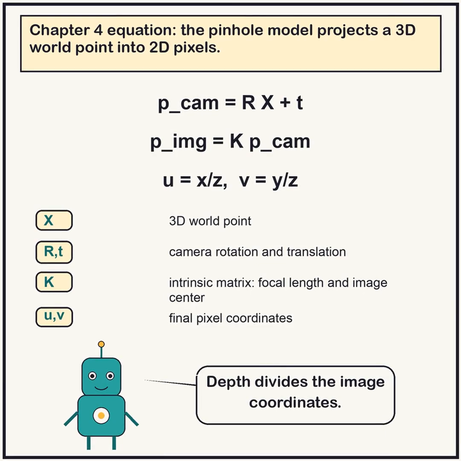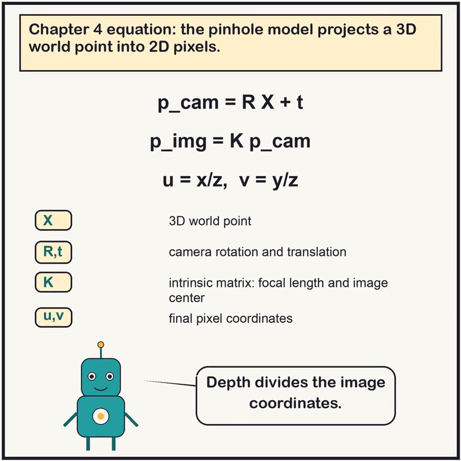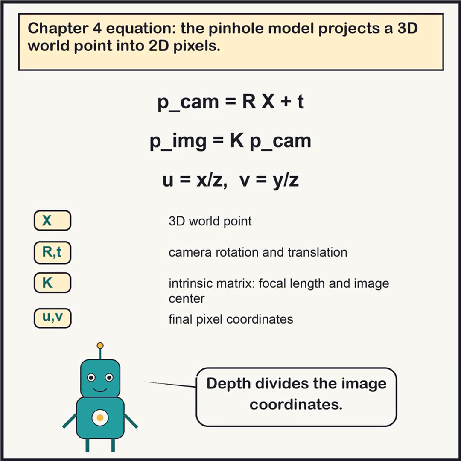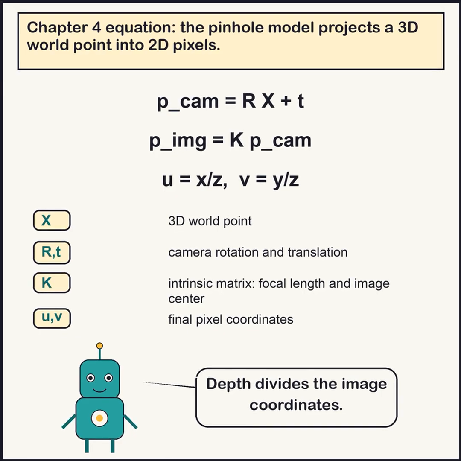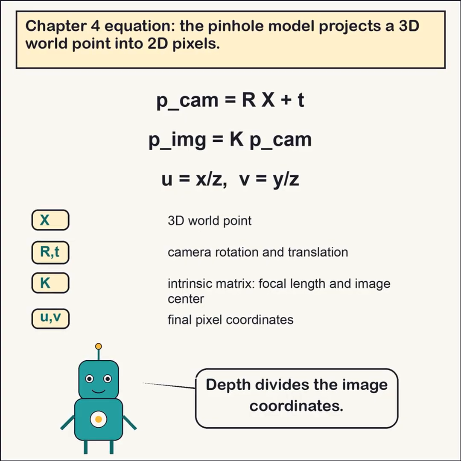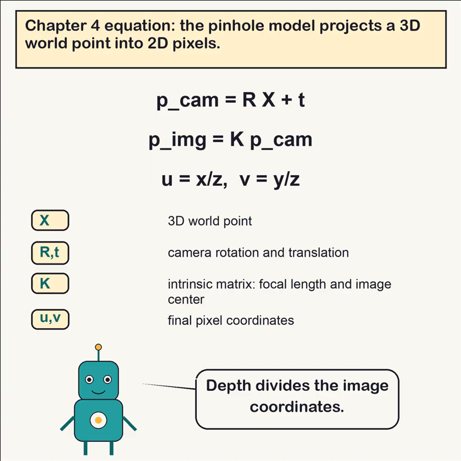Camera geometry explains projection. A world point X is rotated and translated into camera coordinates by R and T. The intrinsic matrix K maps camera coordinates into homogeneous image coordinates. Finally, divide X and Y by depth Z to get pixel coordinates U and V.